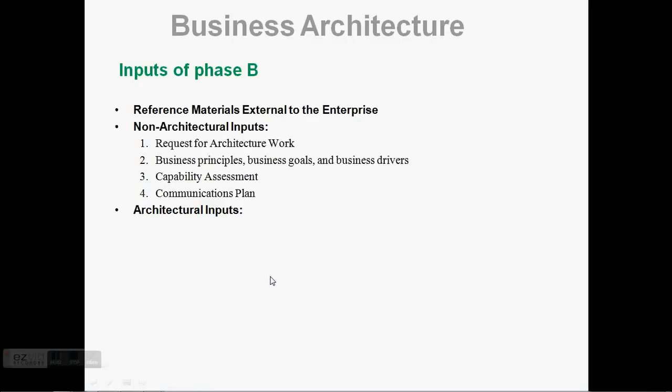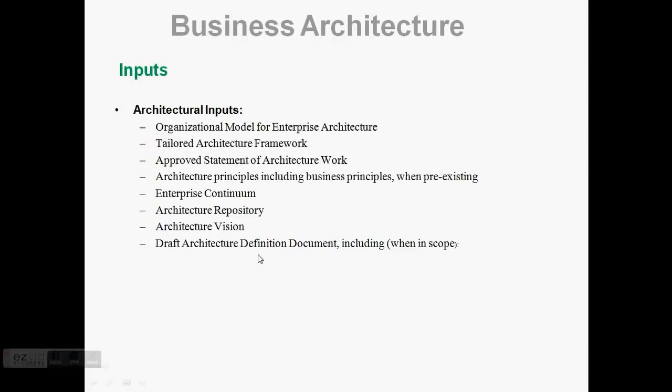And we also talk about architectural input in terms of organizational models for enterprise architecture. Those include the scope of the organization, or the scope of the organizational impact.